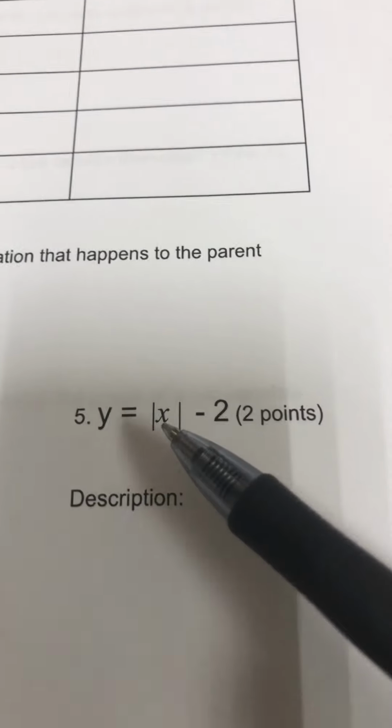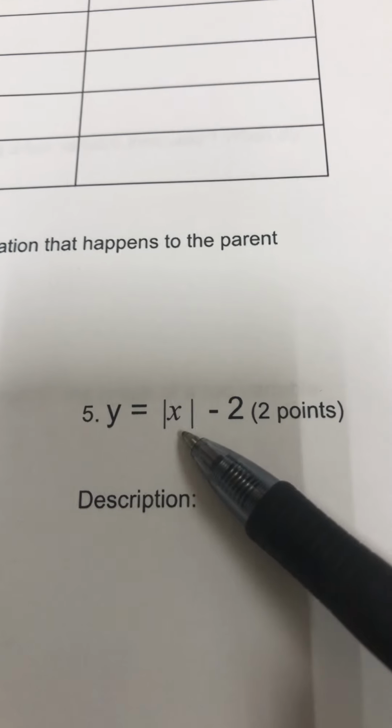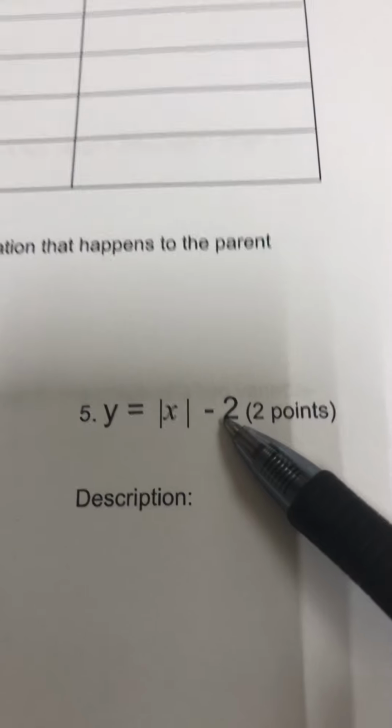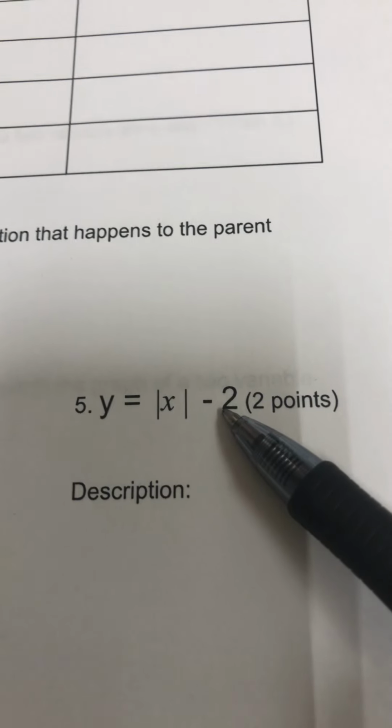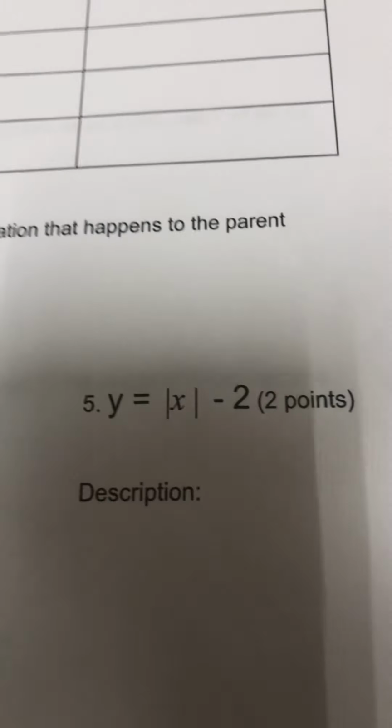And then number 5, when it's outside the absolute value. So I'm going to tell you that this is either a vertical up or a vertical down by how many units. That's going to be your description.